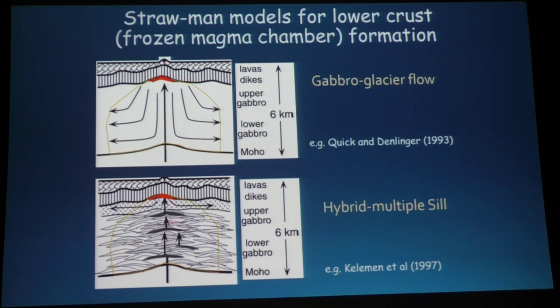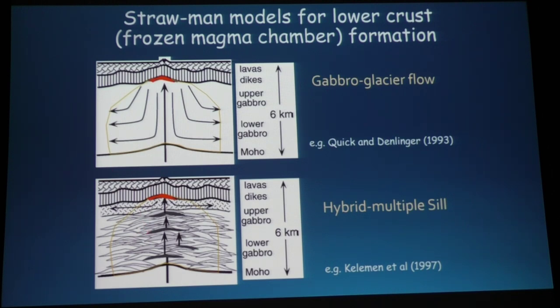The alternative model is you don't have this at all. You just intrude sills, bodies of melt at different depths, and you just keep doing this, and you eventually fill the hole. These are straw man models. We pretty much know today neither is totally correct, but it just gives you an idea of our state of knowledge. We're still playing these games. We really don't understand how it really works.